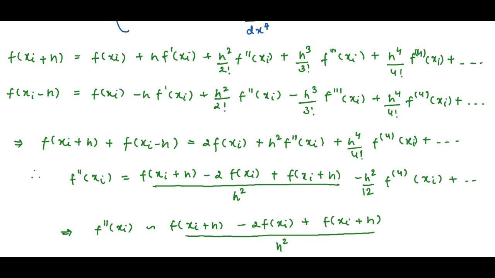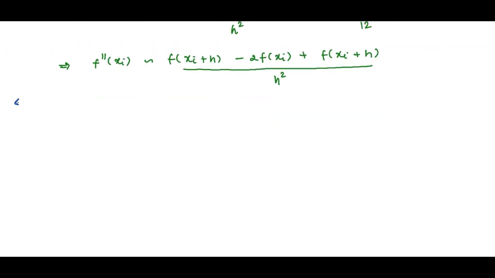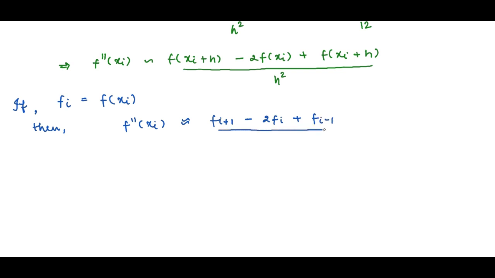Now let's rewrite it in finite difference notation. With fi as f xi, f double dash xi becomes approximately fi plus 1 minus twice of fi plus fi minus 1, divided by h square. And this is one of the most important formulas in numerical differentiation. Notice the pattern 1, minus 2 and 1. A quick way to remember it is: the next value minus twice the current value plus the previous value, all divided by h square.